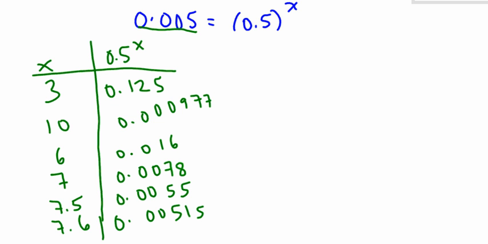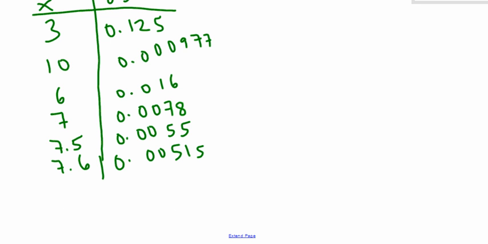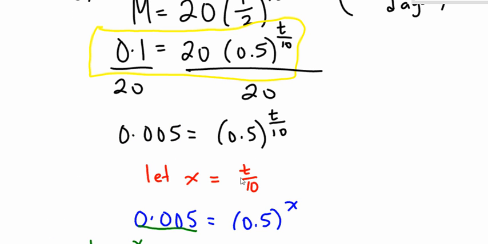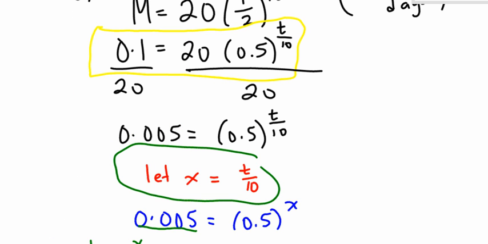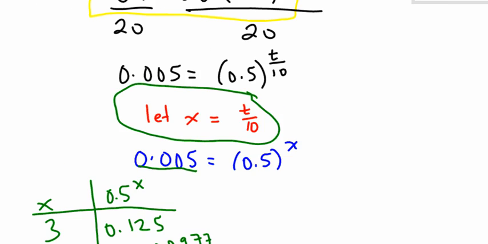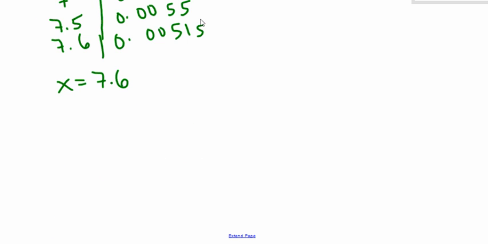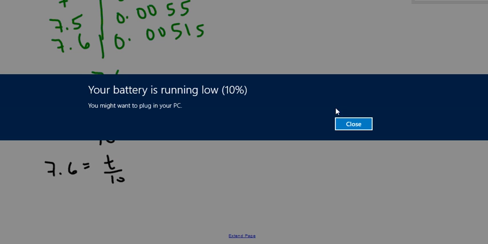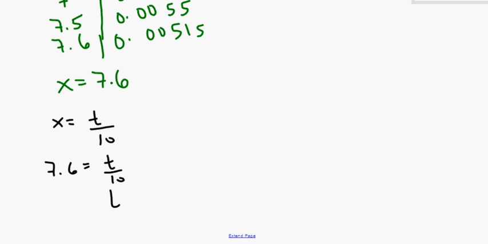So I'm pretty happy with that. At this point, I would pretty confidently say I'm done guessing and checking. I would say that x equals 7.6, but don't forget, I wasn't trying to find x. I was trying to find t. So I need to go back and figure out what t is now that I know a good value for x. So don't forget to do that if you follow my method. I know that x is equal to t over 10. And now that I know that x is 7.6, now I can say that t is 76 days.